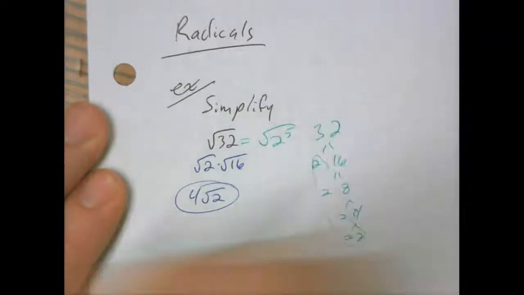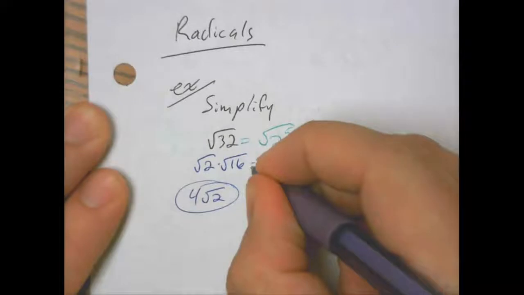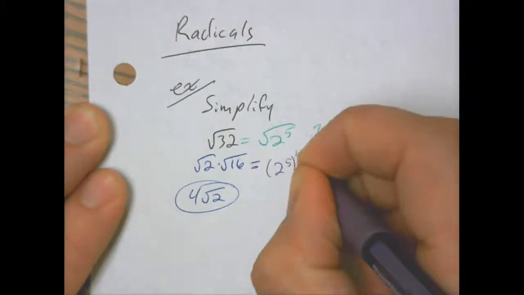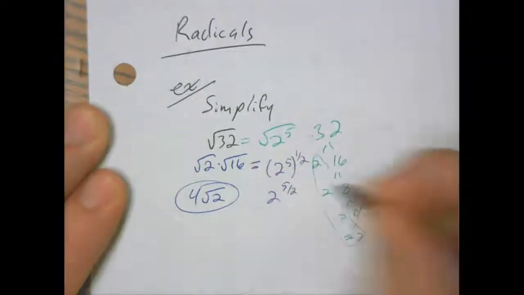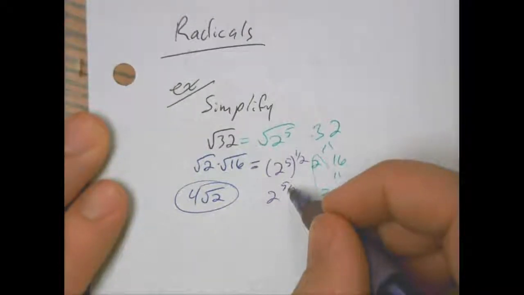I will tell you that the square root of something is that thing to the 1/2 power. So if I rewrite this, this is going to be super useful later on. This is 2 to the 5th to the 1/2 power, which would mean I have 2 to the 5/2 power because I multiply those things. Now 5 divided by 2 is 2.5.